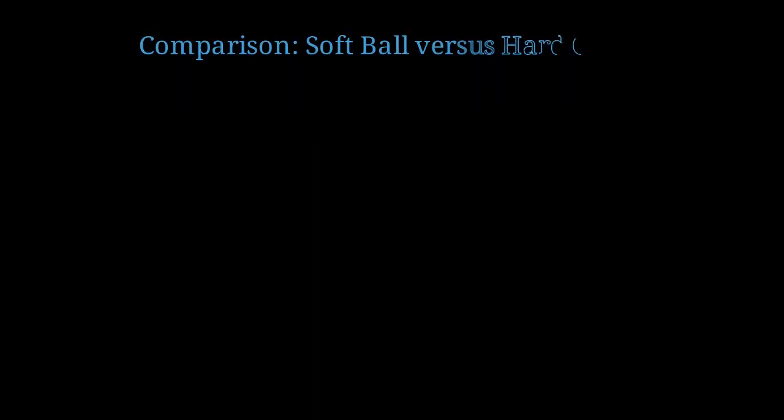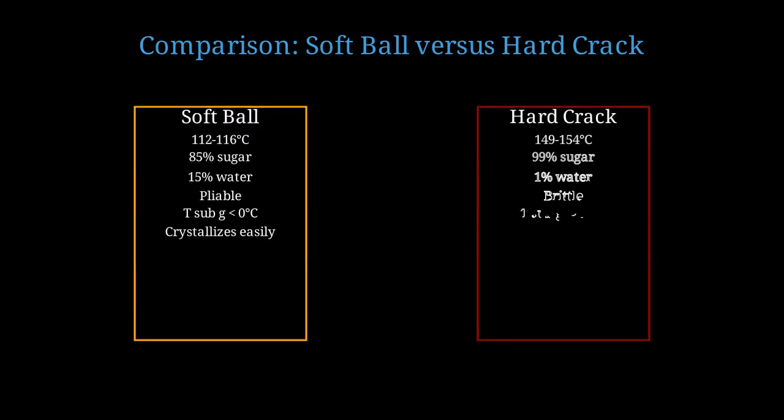Let's directly compare the softball stage with the hard crack stage to understand the dramatic difference a few percent of water makes. In softball stage, we have 15% water and the glass transition temperature is below 0 Celsius. The material is pliable and prone to crystallization. In hard crack, only 1% water remains. T sub G is around 50 degrees, and we have a hard, brittle, amorphous glass that resists crystallization.